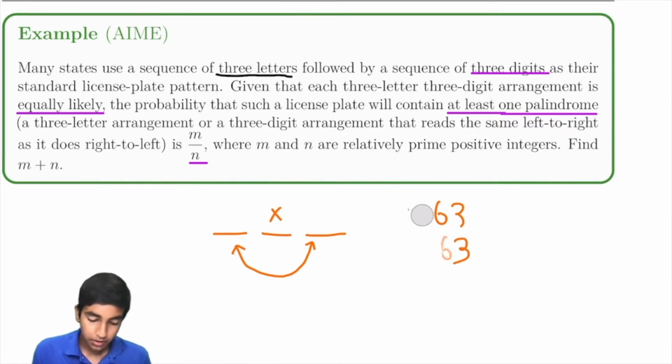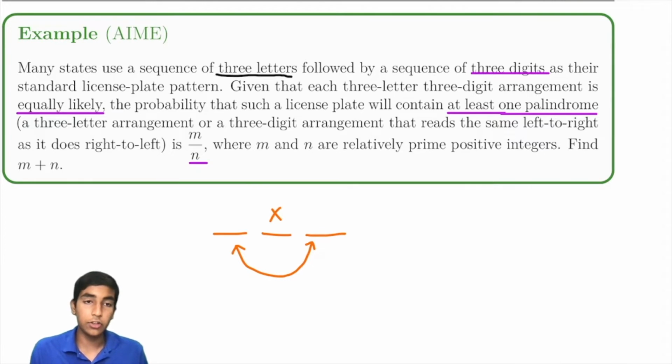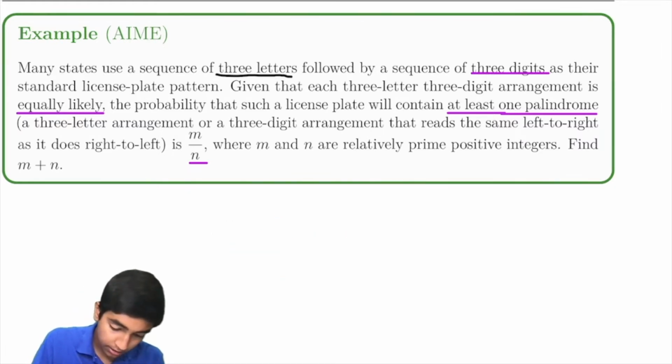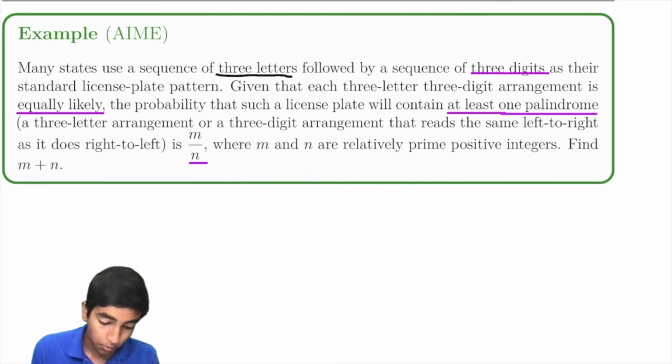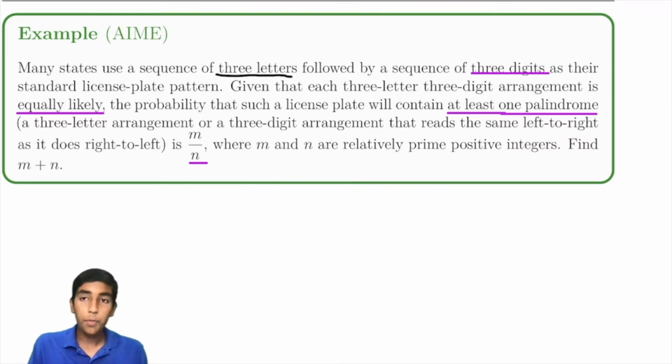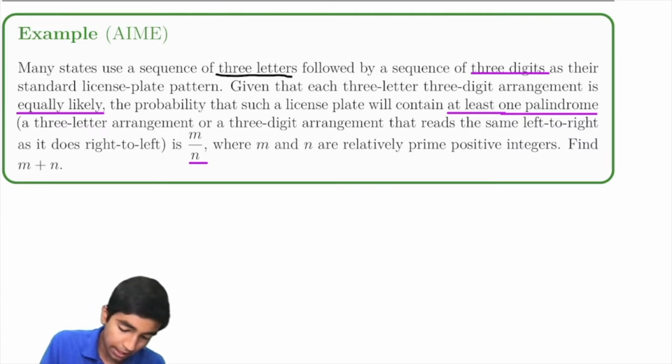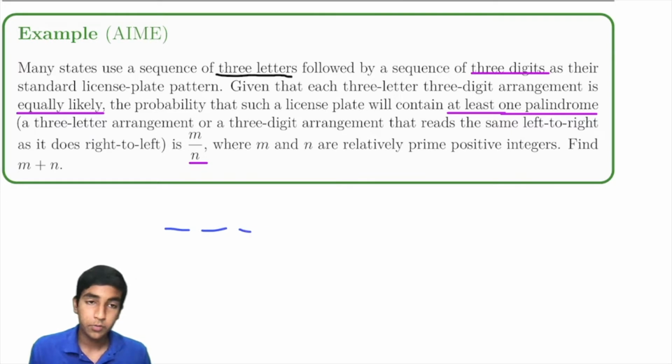Okay, so how can we use the principle of inclusion and exclusion, also known as PIE for short, in this problem? It asks us to find the license plates such that at least one of them will be a palindrome. So let's just find the probability that the letter part is a palindrome. What's the probability that 3 letters will form a palindrome?